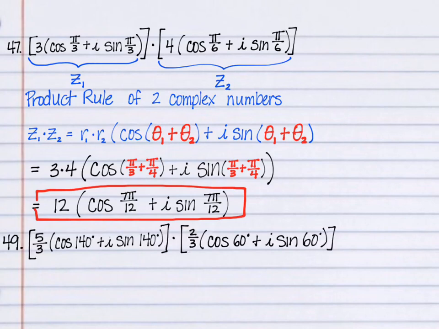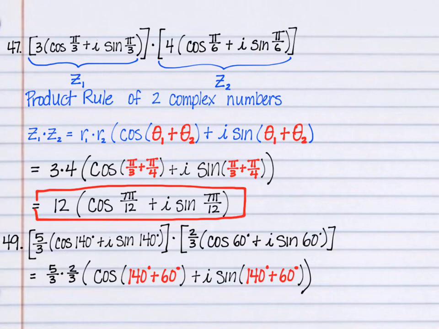For problem number 49, it's the same idea. We have our first complex number right here and our second complex number. So we multiply the modulus, and we've got that here. We add our angles, and we have that, and there's our answer.